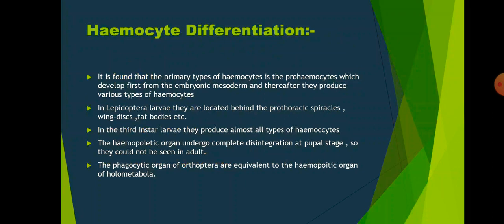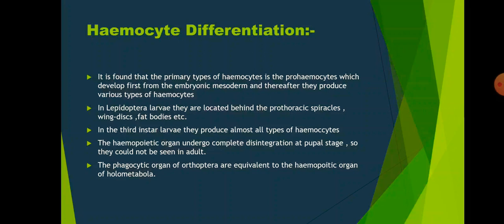Hemocyte differentiation. The primary type of hemocyte is the prohemocyte, which develops first from the embryonic mesoderm, and thereafter they produce various types of hemocytes. In Lepidoptera larvae they are located behind the prothoracic spiracles, wing discs, fat bodies, etc. In the third instar larvae, they produce almost all types of hemocytes.